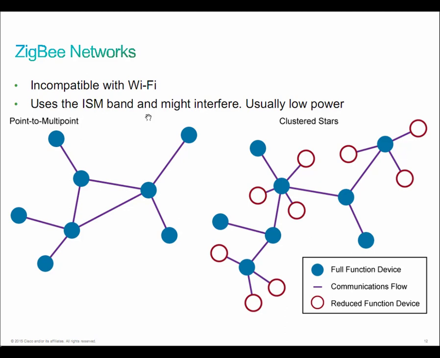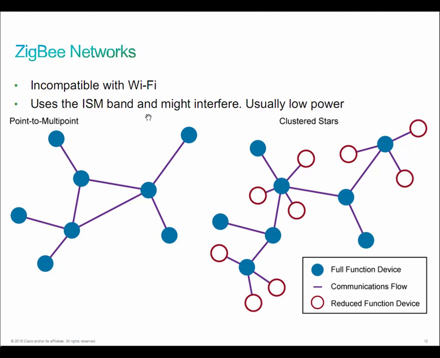Obviously, it's going to be running the ZigBee application, but it can also act as an intermediate router, passing data from one device to the other device. So some of these blue dots that you see here could be acting not only as a ZigBee end device, but actually as a router as well.